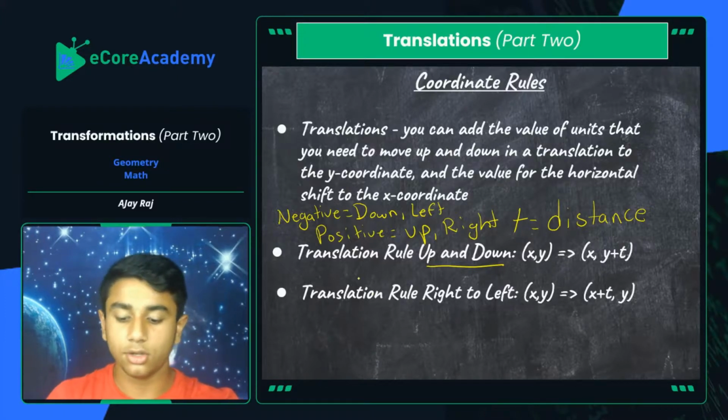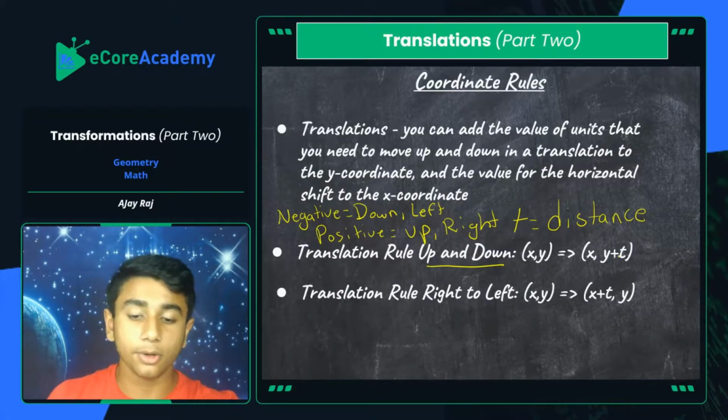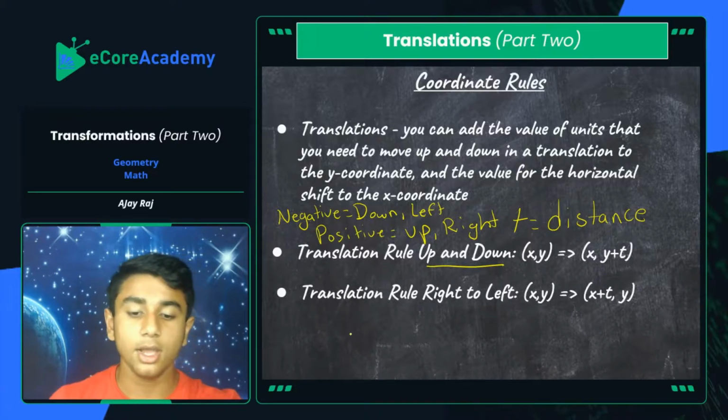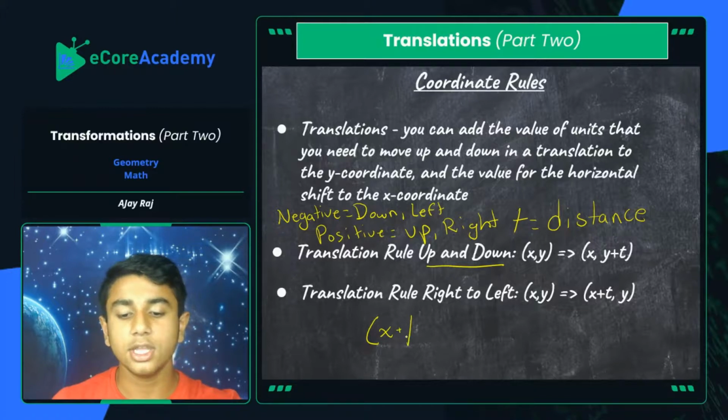And if you're trying to do an overall shift, meaning moving up or down and left or right at the same time, that would simply be (x + t, y + t), because you can always conduct a translation in both directions at the very same time.